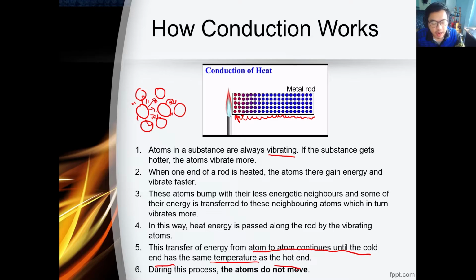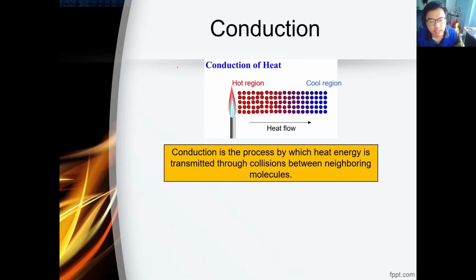Bear in mind, during this process, the atoms do not move from their place. Because the metal rod is a solid, they do not move from their fixed place. They can only vibrate. So, conduction is the process by which heat energy is transmitted through collisions between neighboring molecules. So, they transfer heat by hitting or colliding with another molecule. That's how they give energy to another molecule.